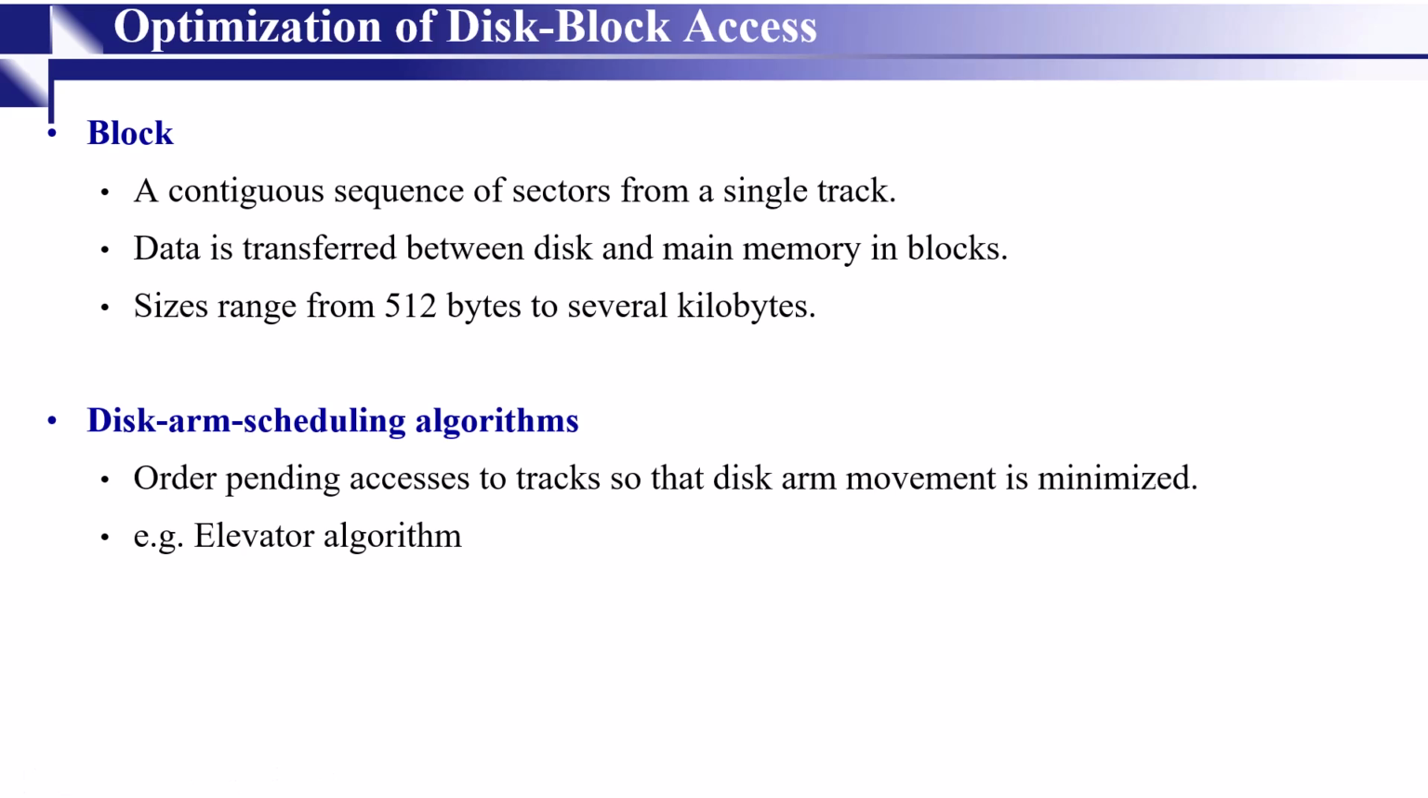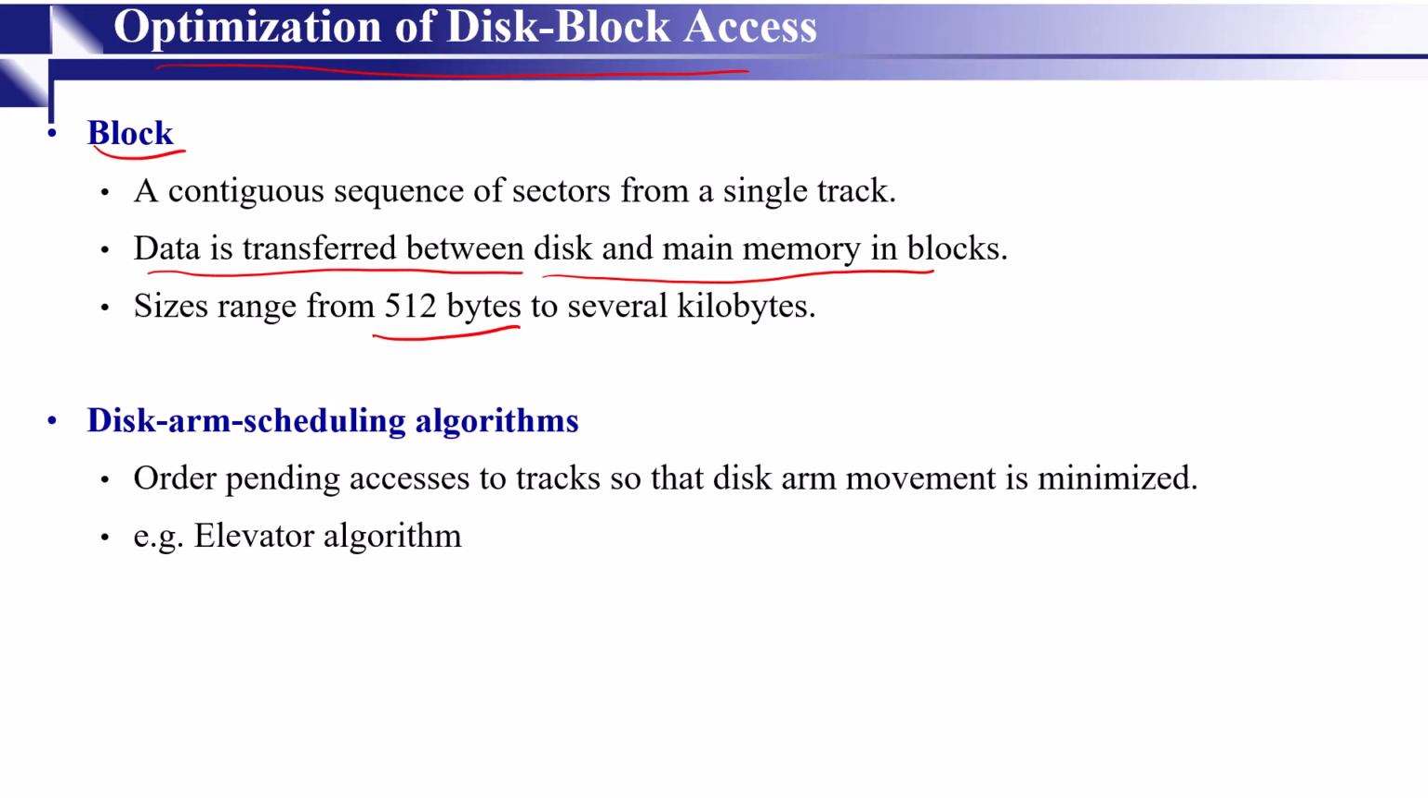Then we have optimization of disk block access. First, let's define a block. As I told you already, a block is a contiguous sequence of sectors from a single track on the disk. Data is transferred between disk and main memory in terms of blocks. The size of a block can be 512 bytes to several kilobytes, depending on the disk and system configuration.